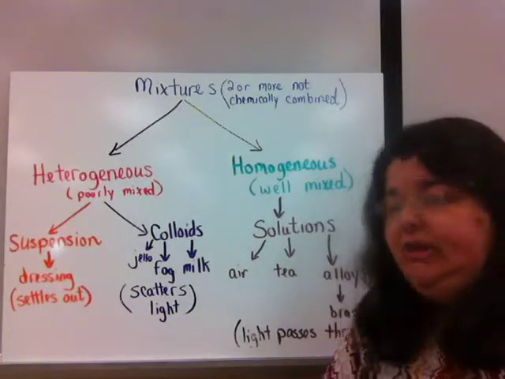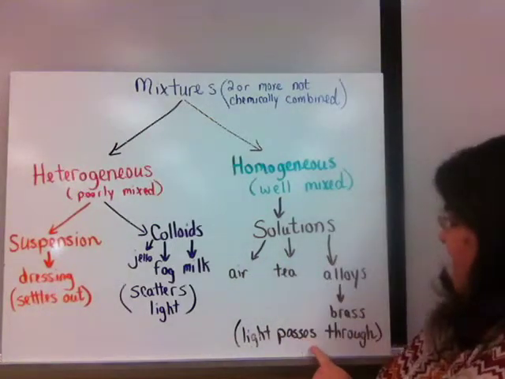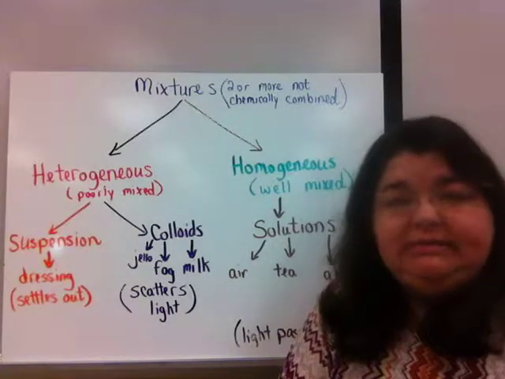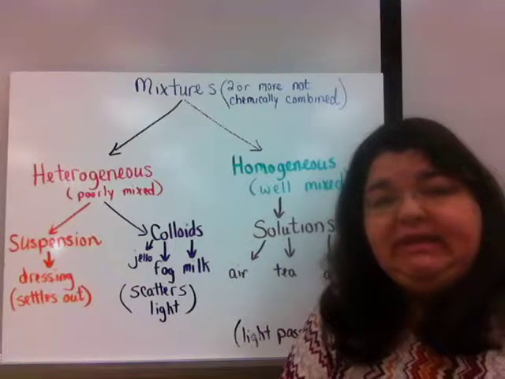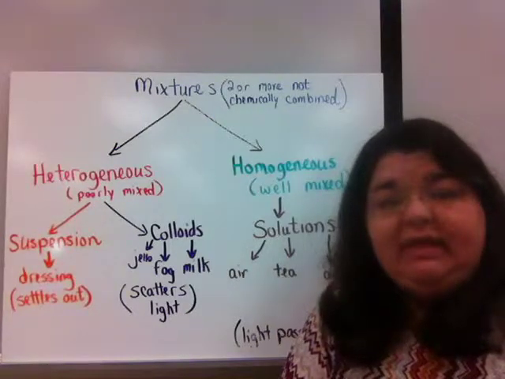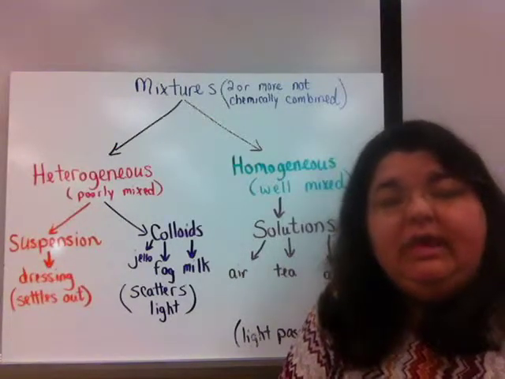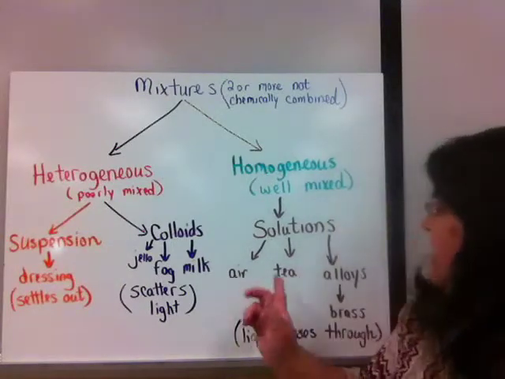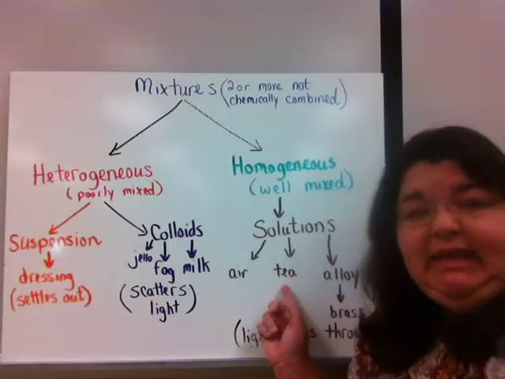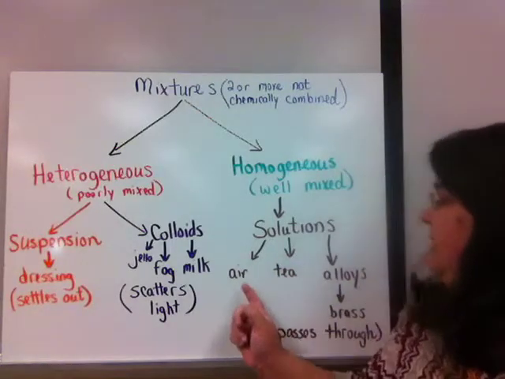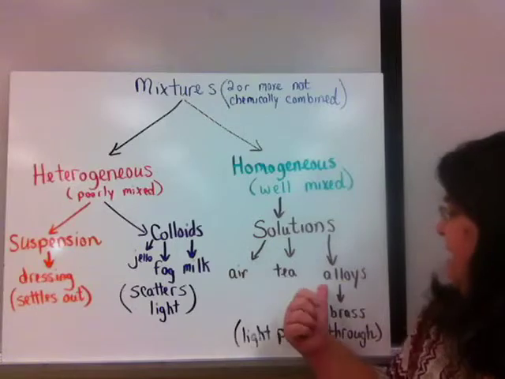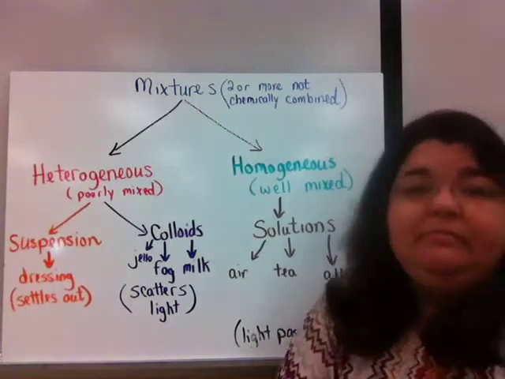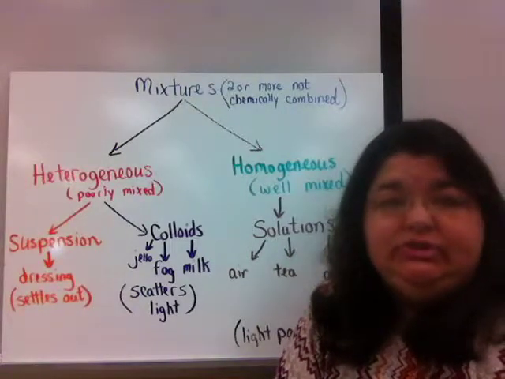And a solution is when light passes straight through. So when the light passes through the substance and doesn't have the Tyndall effect or the bending of that light wave, we know that we have a solution. Now, not all solutions are liquids, like tea here is a liquid. But we also have air and alloys, like brass, that are metals in a metal solution.